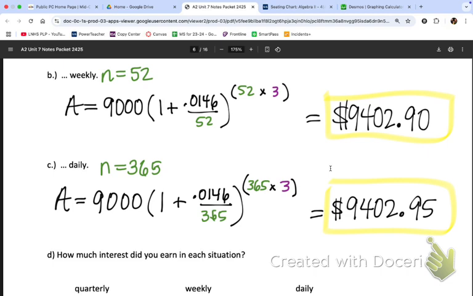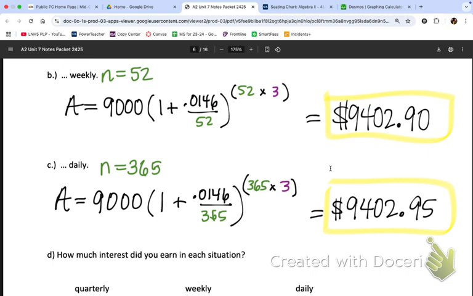Okay, the last thing we're asked on this page is how much interest did you earn in each situation? So you started with $9,000 and then you gained about $402 in each situation, right? How do you figure that out? If I have the total, I know I started with $9,000, how do you calculate the interest?